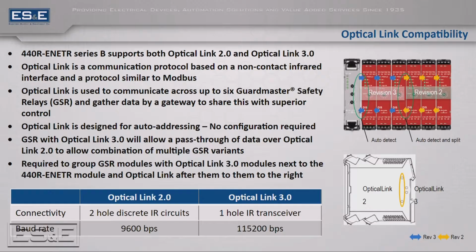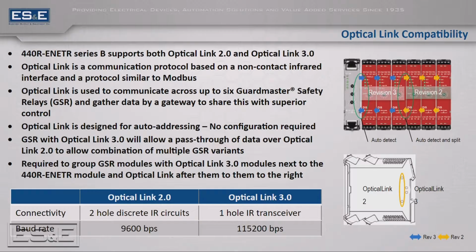If you have existing relays in the field that are the older revision, so they'd be revision 2, which have optical link 2.0, those must be placed on the right-hand side. If you are in the field retrofitting a system to upgrade it and get diagnostics through that Ethernet module, you will have to make sure the older ones are on the right-hand side, in comparison to the revision 3, which is optical link 3.0, which is on the left.